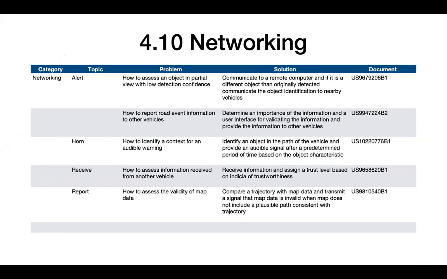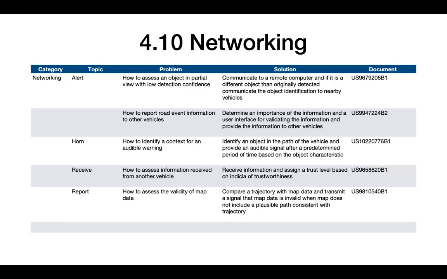How do I receive information from other cars? How do I report information to other cars? So I assessed an object in a partial view with a low detection confidence. That's our first one here. I communicate with a remote computer, and I try to find out, is it a different object than I originally thought it was because I have low confidence? And it tells me that I was wrong. And by telling me that I was wrong, it also tells other cars in that area what that object actually is to help them as well.